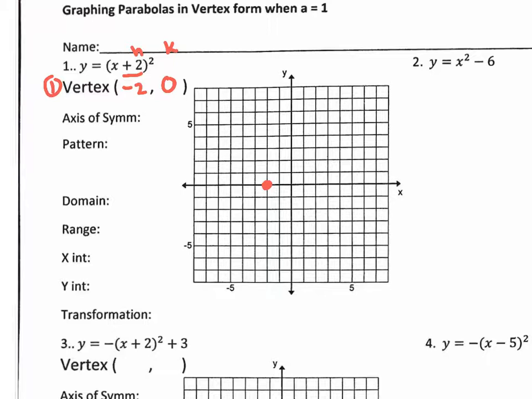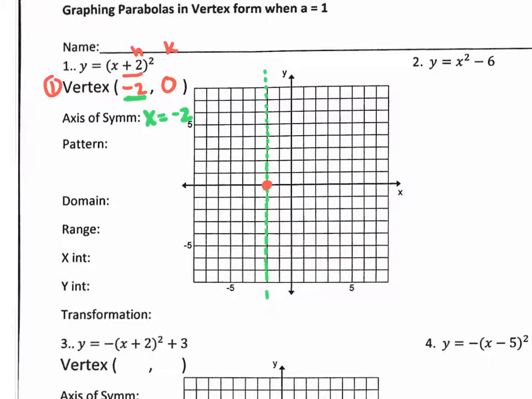After that, you're going to draw your axis of symmetry, which is a vertical line going right through, and I always do it a green dotted line on my videos, goes right through that vertex, and it will be the equation x equals the x value of your vertex, which happens to be -2. So that's the axis of symmetry equation.